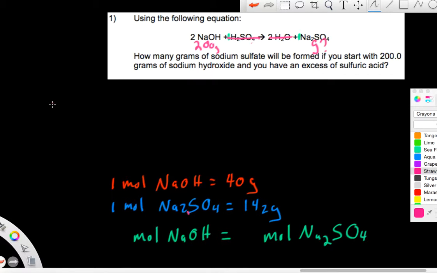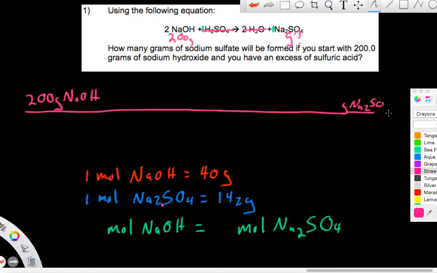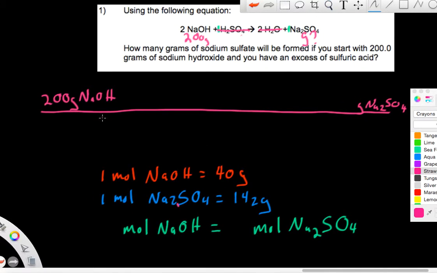So let's see here. I start with 200 grams of NaOH, and what I'm trying to get to is grams of Na2SO4. So way over here, I'm going to have grams of Na2SO4. If I was just at moles of NaOH, I could skip right to my mole-to-mole conversion. Life would be good, but I'm not. But I will need to do that eventually, because remember, I can't convert from one substance to the other using grams. I have to go through moles. So let's go ahead and find that conversion here.